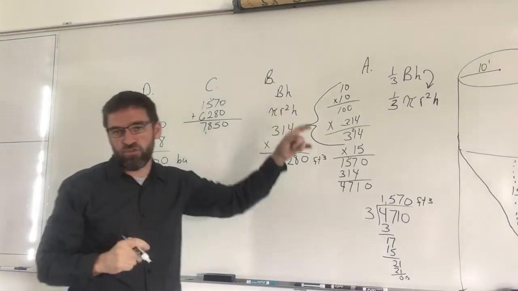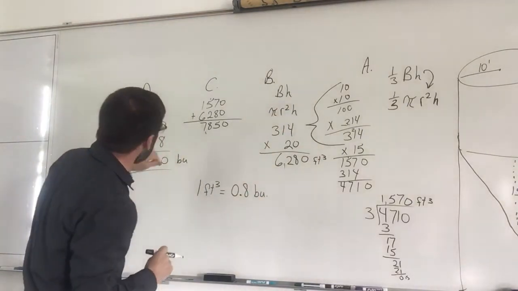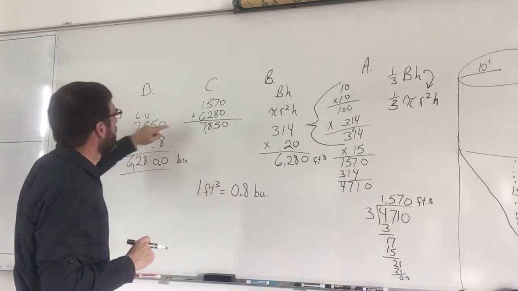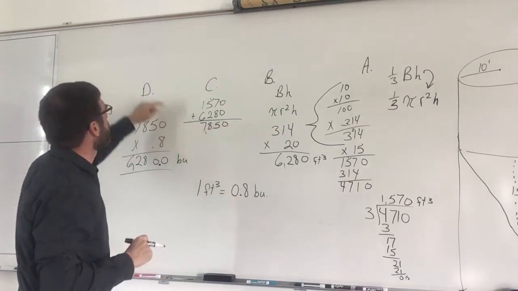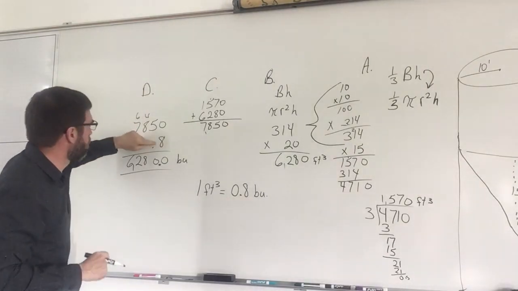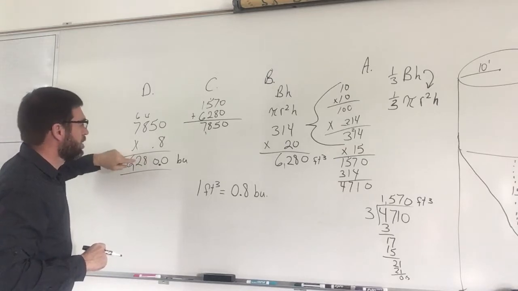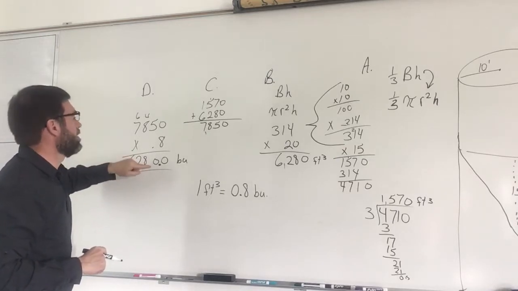Now, I want to know how many bushels in there. I want to know how many semi-loads I can put in there. So I go 0.8 times my 7850. So that's my fourth step, D step. I went 0.8 times 7850 and I come up with 6,280.